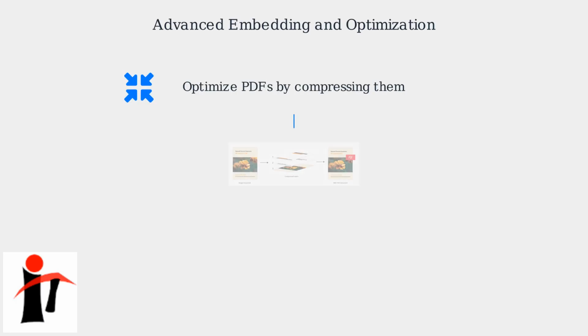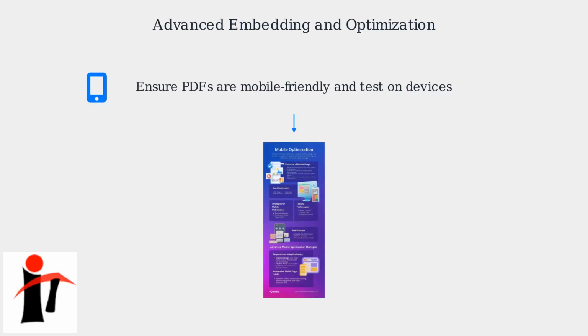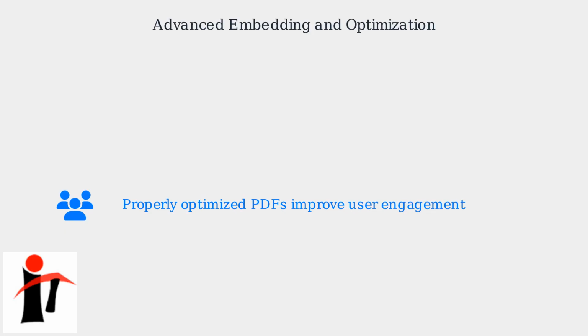Also, optimize your PDFs before uploading by compressing them and ensuring they are mobile-friendly. Always check how the embedded PDF looks on different devices to ensure a seamless user experience. Properly optimized and embedded PDFs can significantly improve user engagement on your site.